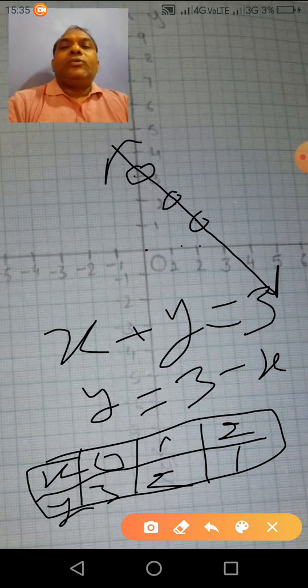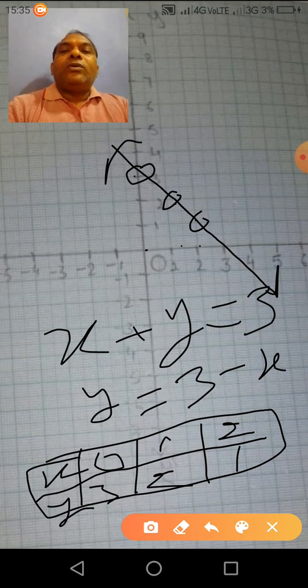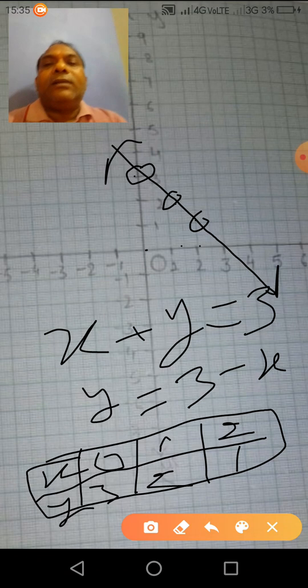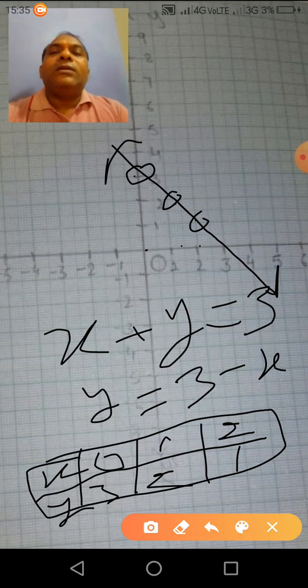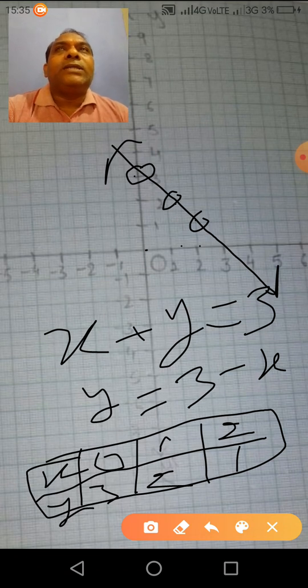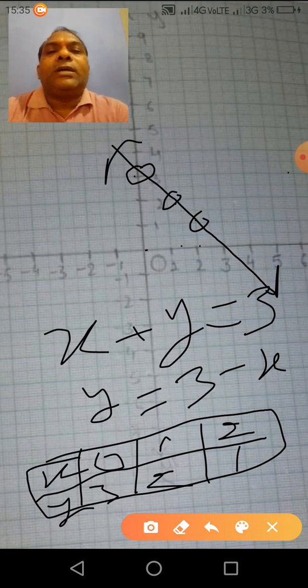Clear, students? So you can plot the line easily. Also you can check whether the given points lie on the line or not. So a point will lie on the line if the given point satisfies the given equation of the line. If the given point does not satisfy the equation of the given line, then it will not lie on the given line. Clear, students? Okay, you have to solve the questions related to this topic.